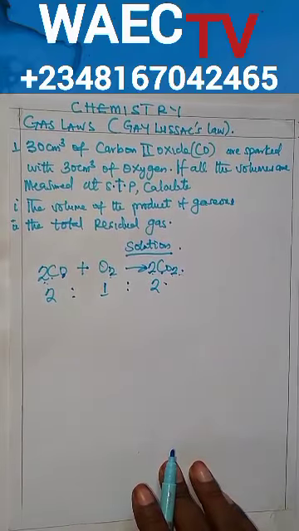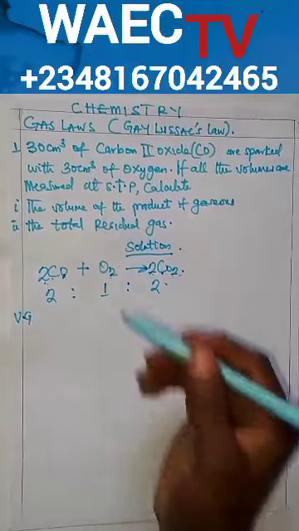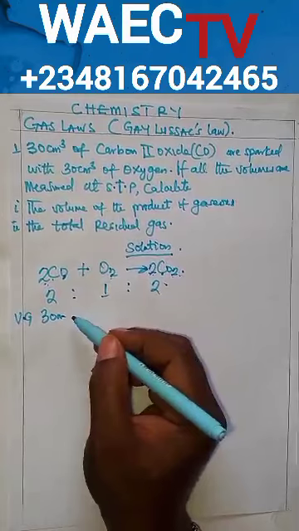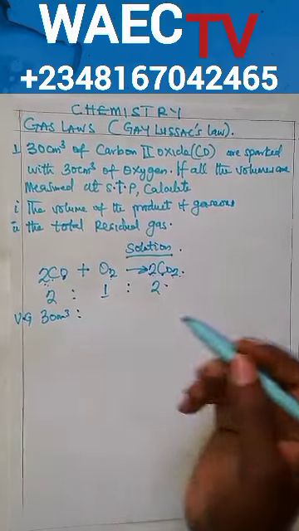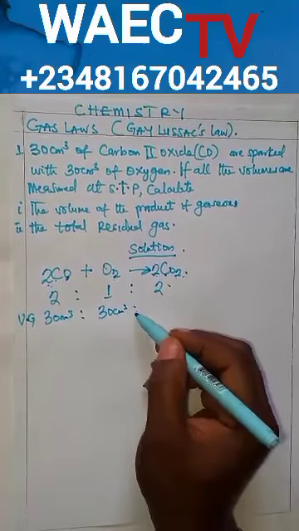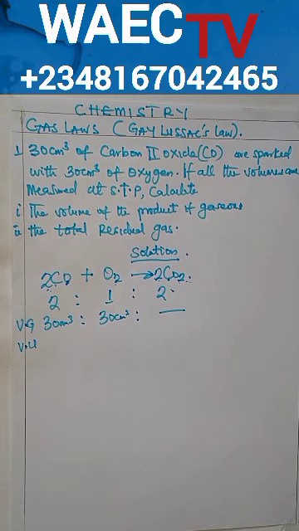Now let's consider the volume given to us. Volume given for CO, carbon(II) oxide, we are given 30 cm³. Now for oxygen, we are also given 30 cm³, but for products, we are not given anything. Now, let's place something here.